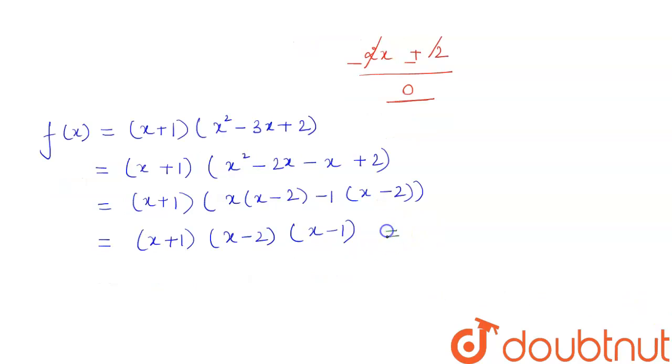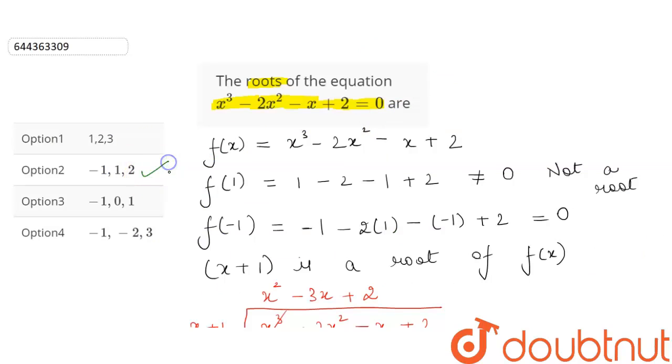So when we put this equal to 0, we get the value of x as 1, 2, minus 1. So looking at our options, option number 2 is the correct answer.